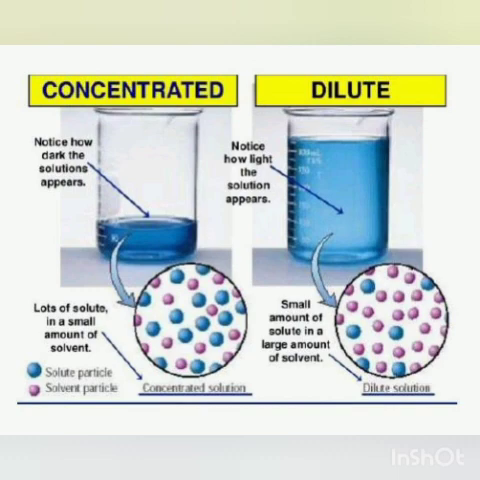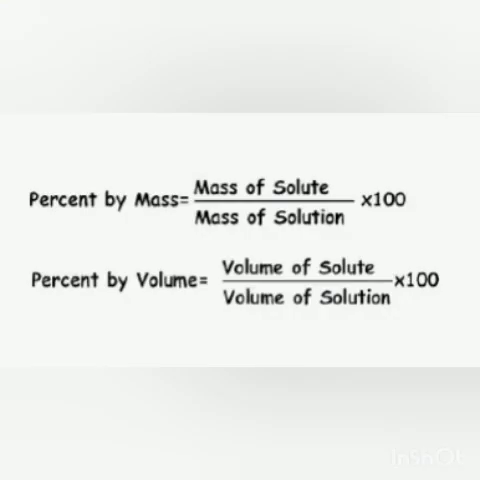Now children, percent by mass and percent by volume. What do you mean by percent by mass and percent by volume? Anyone can tell? Concentration of a solution is the amount of solute which is dissolved in an amount of solution, that is the combination of solute as well as the solvent, or the amount of solute in a given amount of solvent. Understood or no?